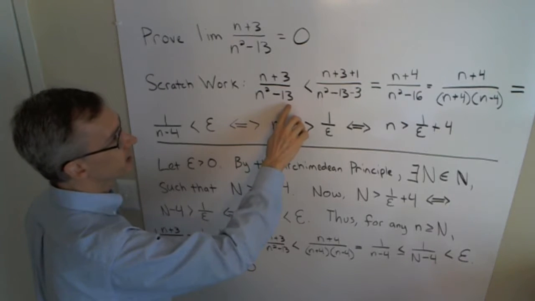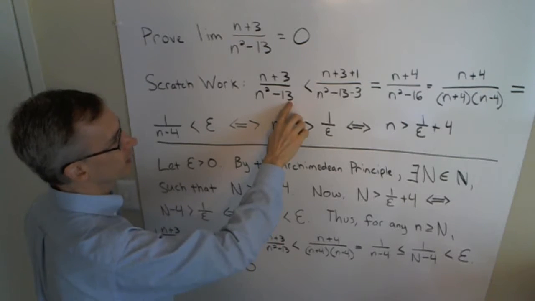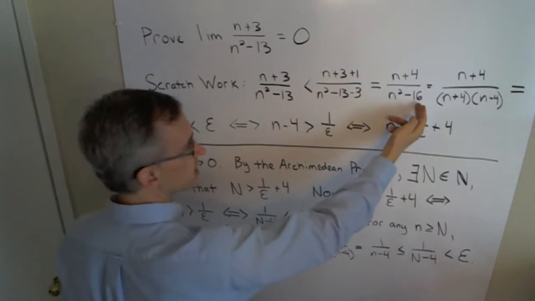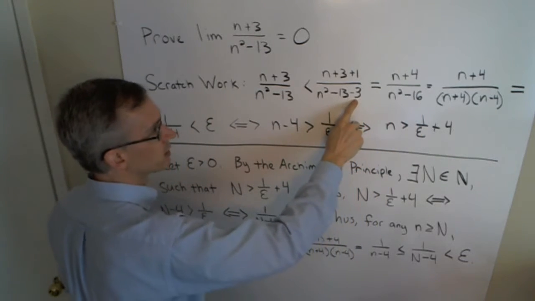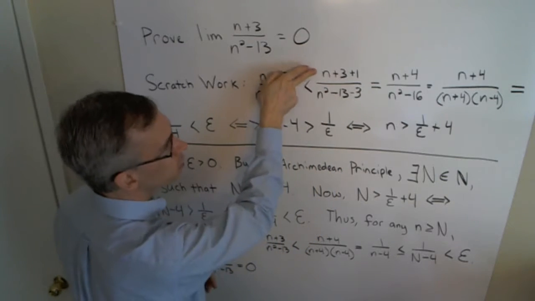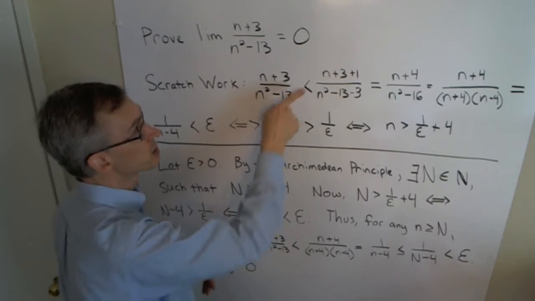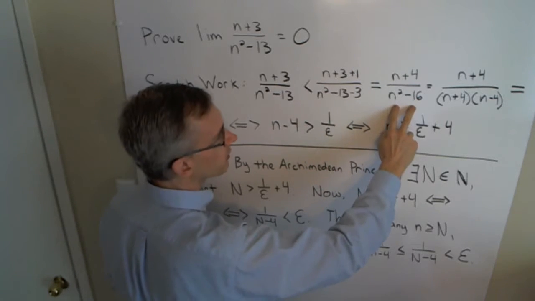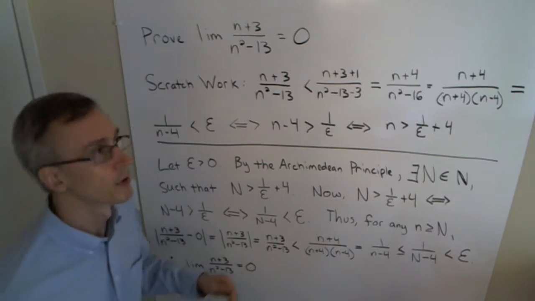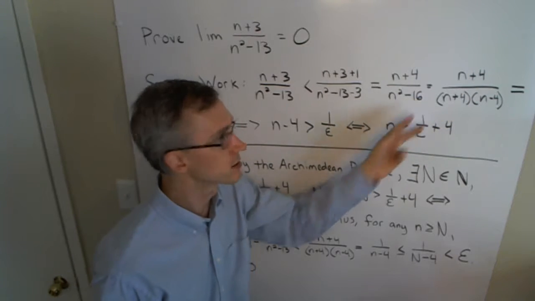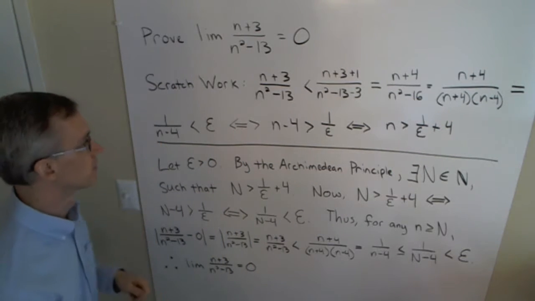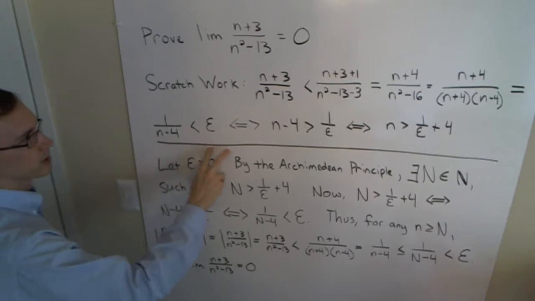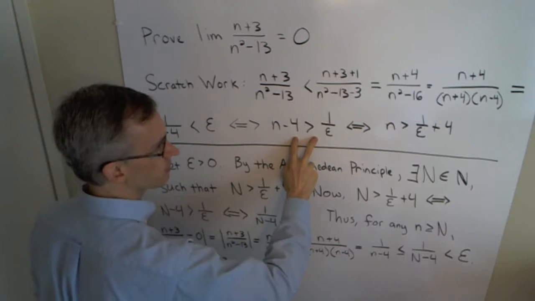So I'm looking for the next perfect square so that this can be factored. The next perfect square is 16, so I subtract 3. And then I want the numerator to match for cancellation, so I add 1 there, ending up with (n + 4)/(n² − 16). We factor and cancel the n + 4's. That leads us to this expression, which we then solve for n with these two steps.